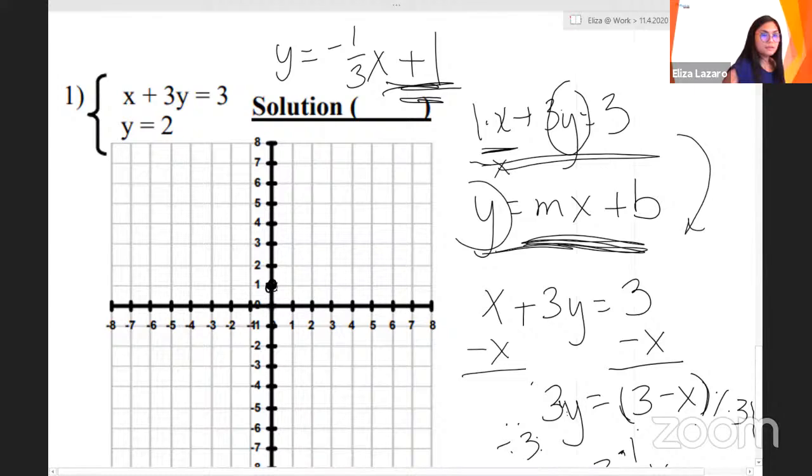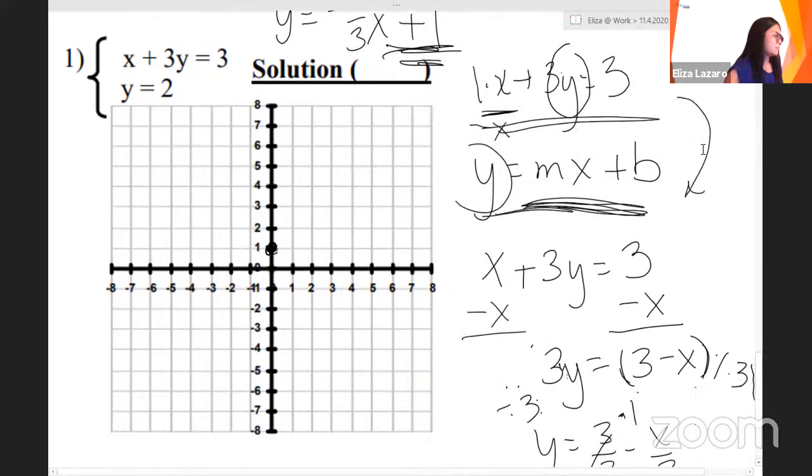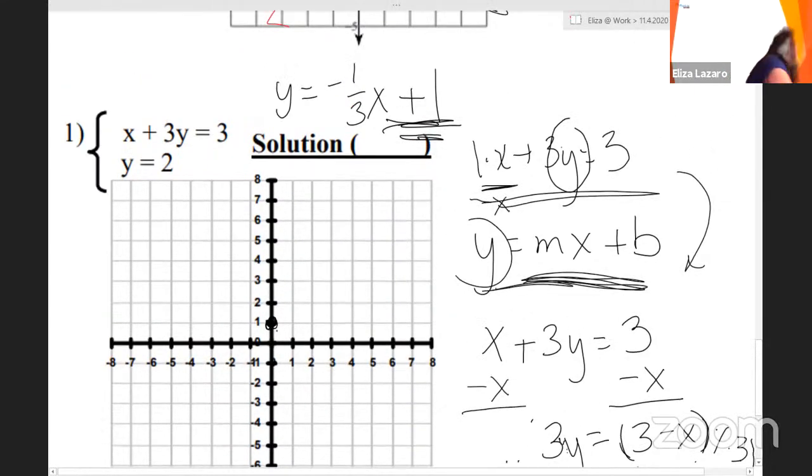And then I'm going to use the slope, and it's going to be negative 1 over 3.